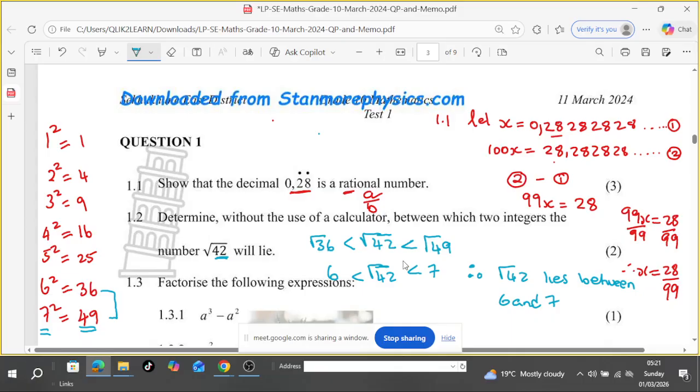So even if you punch root 42 on your calculator, you'll still get that the answer is between 6 and 7. Nice. So you just have to take whatever they want us to show. It lies between two integers.